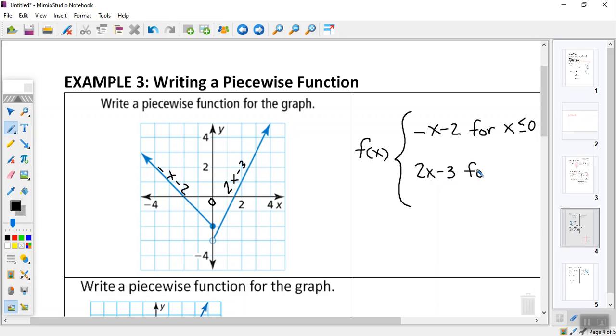Help me out, kiddos. For what? Y is greater than 0. Okay, do you want y greater than 0 or do you want x greater than 0? Why not greater than or equal to, Sam? Because it's an open circle. Open circle. So it's like saying start there, but we're not going to use that point. Okay?